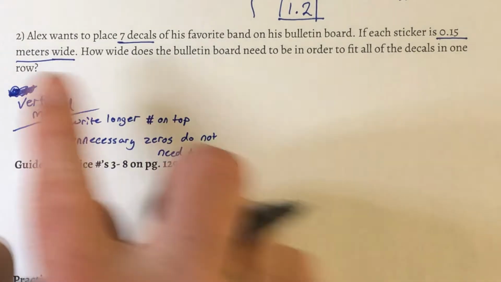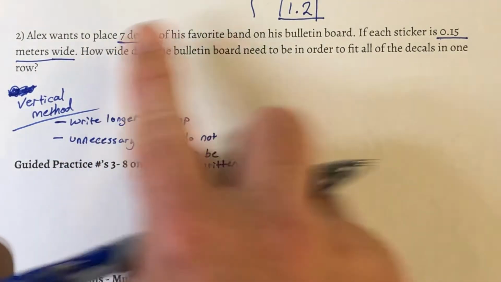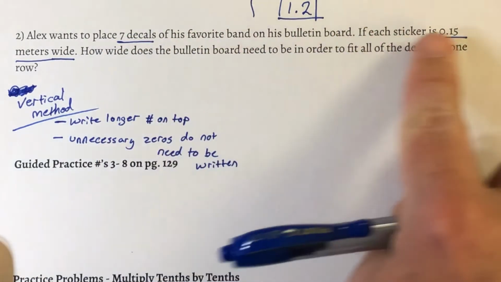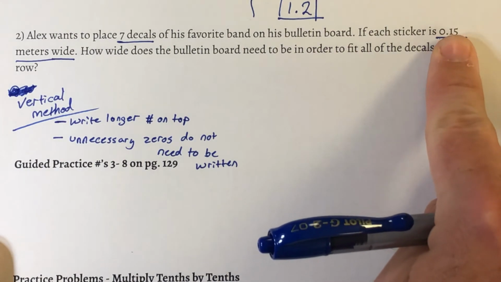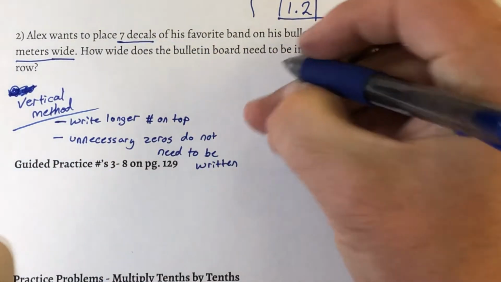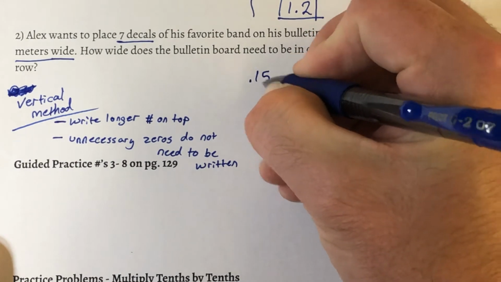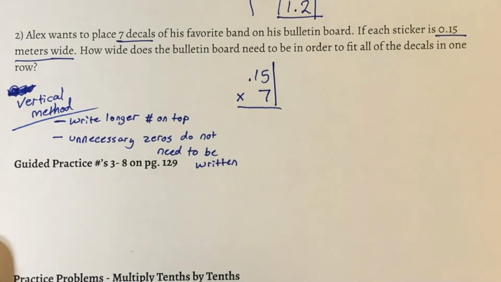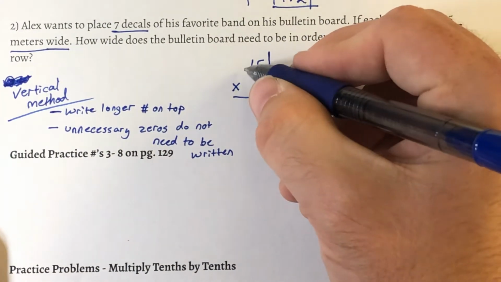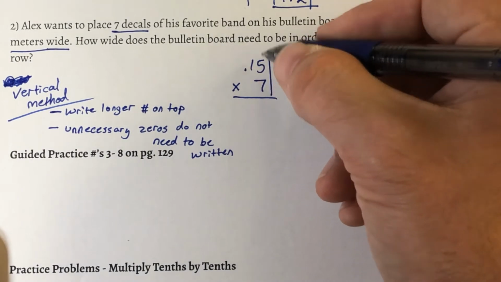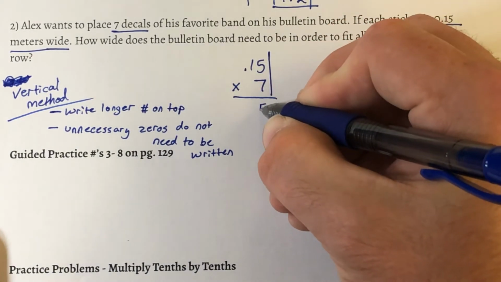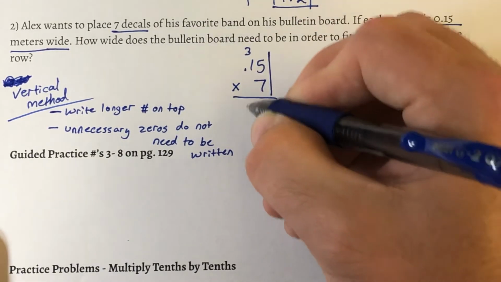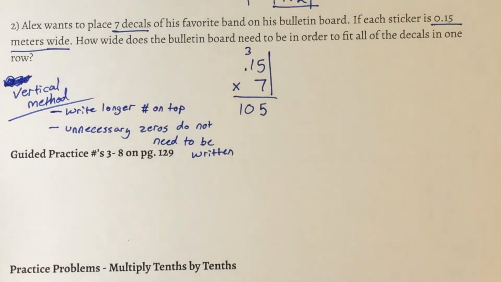Okay, so let's work out this problem. I have 7 stickers that are this size each. That means we're going to multiply. Which one's longer, 7 or 0.15? The 0.15 is longer. It's got 2 digits. This only has 1 digit. So I'm going to write the 0.15 on top. I'm not lining up decimals. I'm lining up numbers. Now I just pretend that the decimal doesn't exist, and I just start multiplying. 7 times 5, 35. Write your 5, carry your 3. 7 times 1 is 7, plus 3 is 10. So now I have 105.